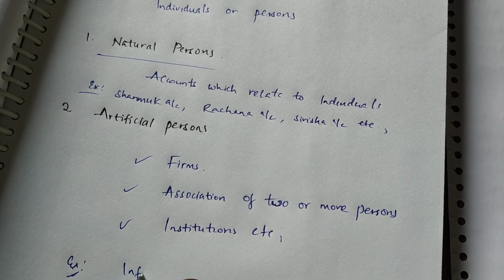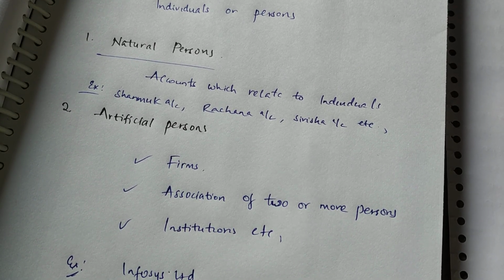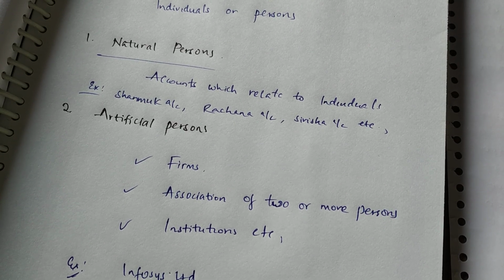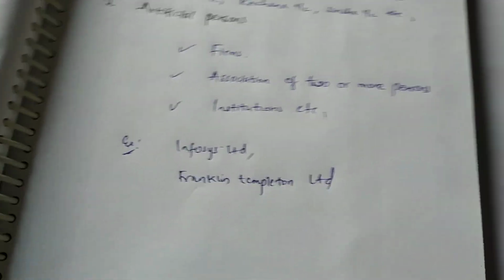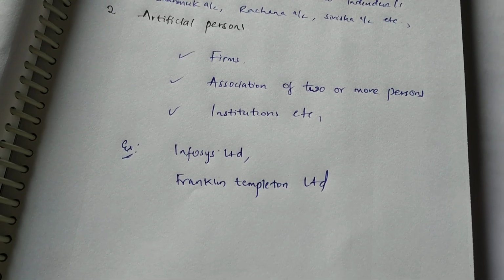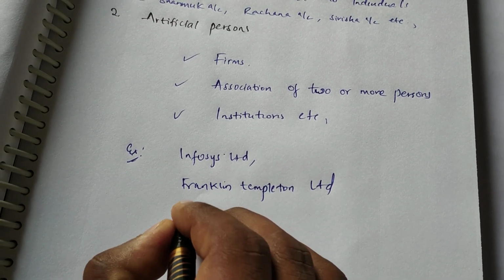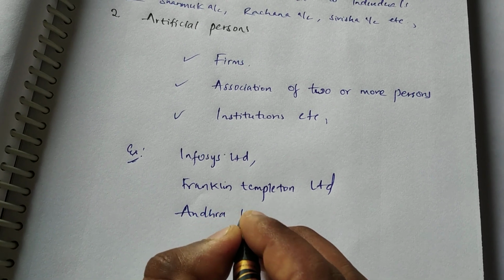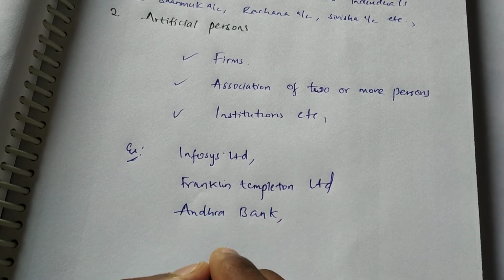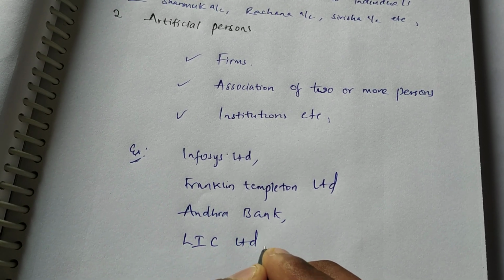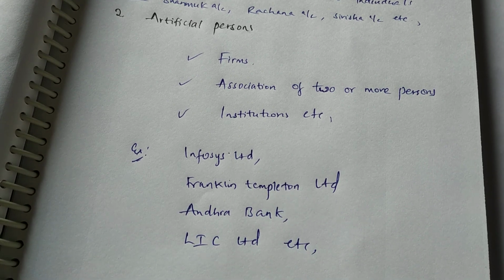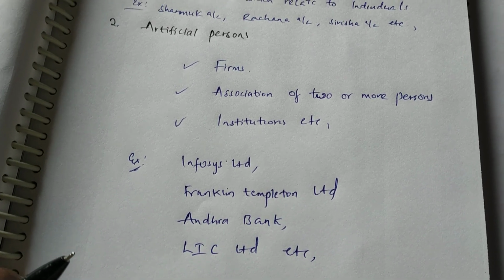Institutions like Infosys, Franklin Templeton, and you can go with Andhra Bank, LIC Limited, etc. I hope you all understood the basic difference between the natural persons and the artificial persons.